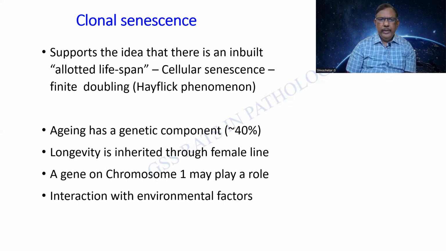Hayflick phenomenon. If you take the germ cells, they have got a greater potential for multiplication. If you take the stem cells, they can replicate to some extent. Whereas there are others which will multiply only if required. Aging has got a genetic component in about 40%. That is why you find that there are some species of mankind who will be living for certain years, and there are others who very comfortably touch the 90s.